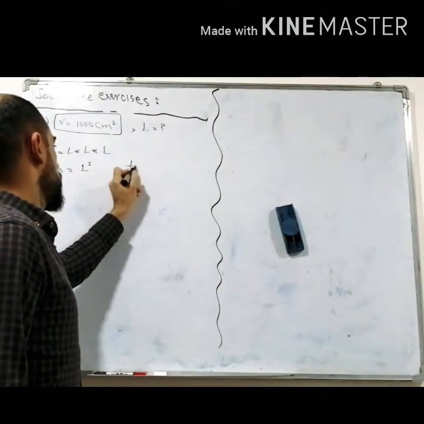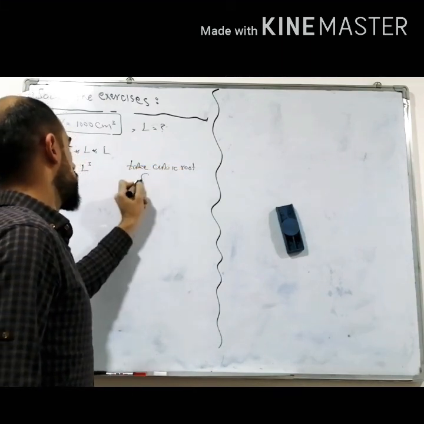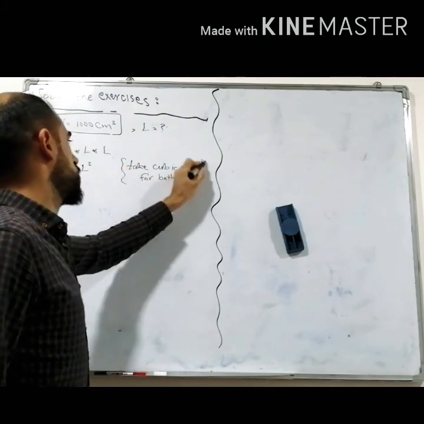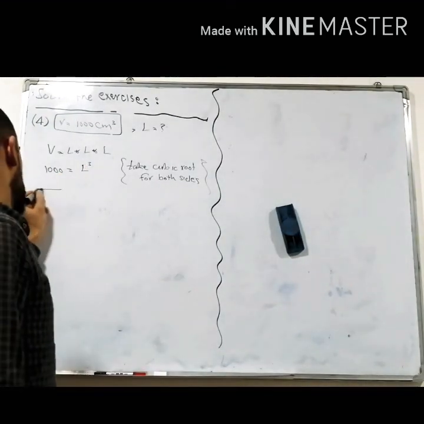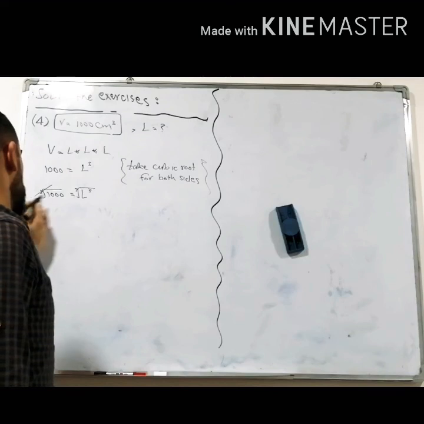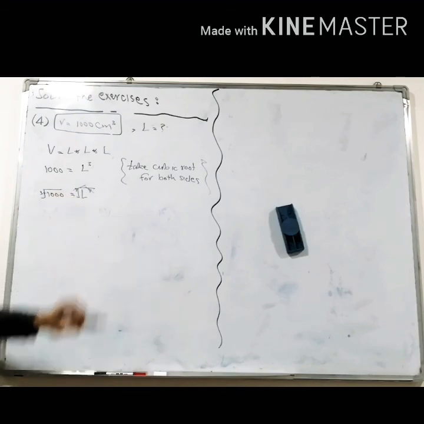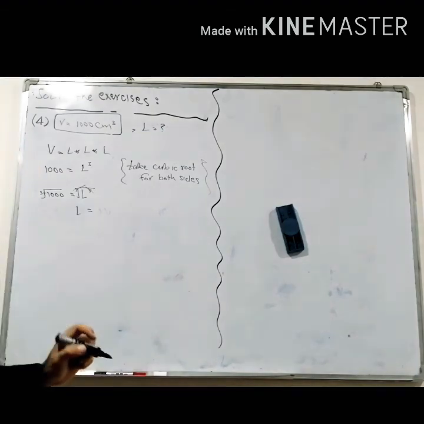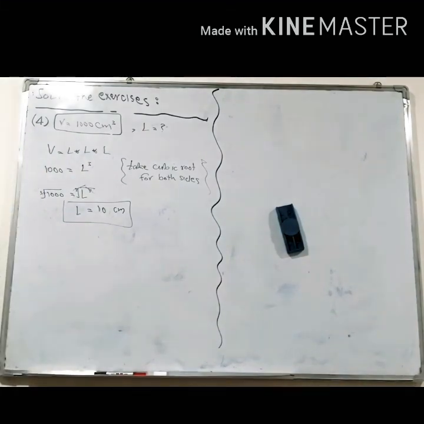Now we take the cubic root for both sides. Why do we take the cubic root? To remove the power 3 of the variable L. Here we have L to the power 3. Here we have a root, then the cubic root will delete the power. Then L equal 1000 under cubic root, 10 centimeter is the edge length of the cube.